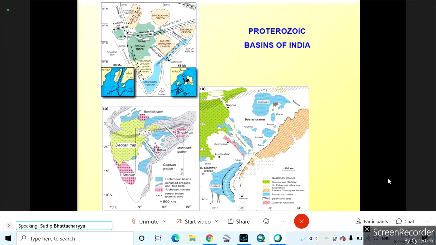So up to this, the type of the basin, and what are the basins in India, it is over. Now we are going slowly. Now we will enter into the solid fossil fuel part, or coal and lignite. So it is over.